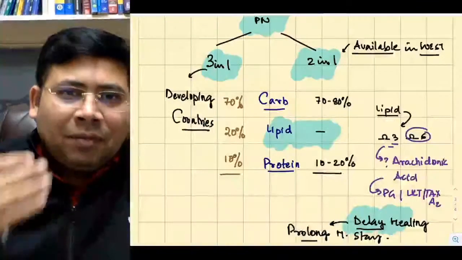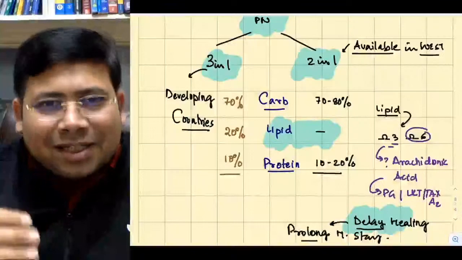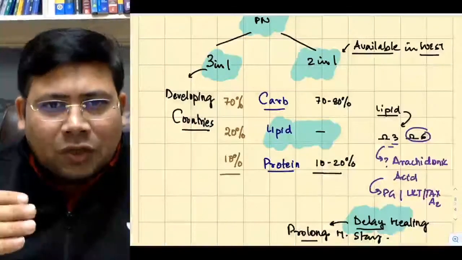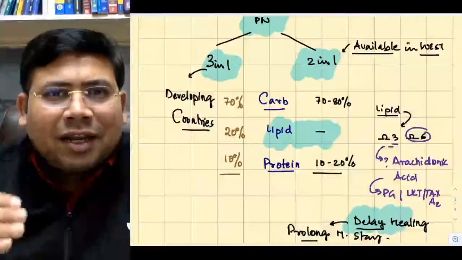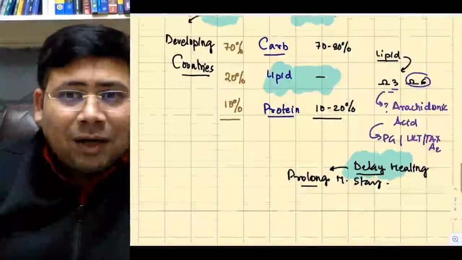But remember, the majority of other countries still accept this 3-in-1 convention. So in developing countries, yes, we use a 3-in-1 TPN. I hope this part is clear.